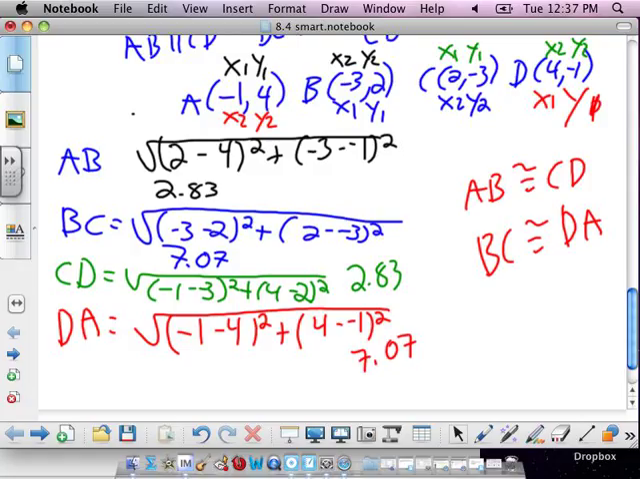So now that we've proved opposite sides are congruent, we've proved that there are 4 90-degree angles. Is this a rectangle, rhombus, parallelogram, or square? Rectangle. Make sure you have that at the end. All right, ladies and gentlemen, that is the end of these notes.